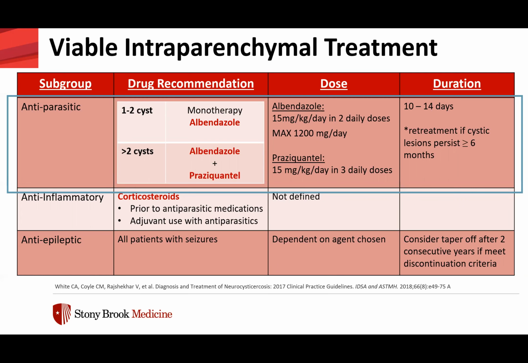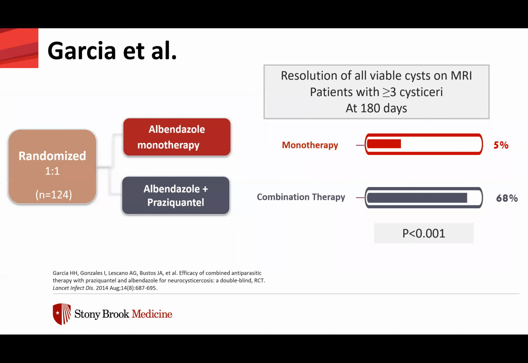So now you might be wondering, well, why do we need dual therapy if patients have more than 2 cysts? And I found in the IDSA guidelines, this really can be driven by a few trials. One that I want to present for today is by Garcia and colleagues in 2014. They randomized patients in a 1-to-1 fashion to either receive albendazole monotherapy or albendazole plus praziquantel.